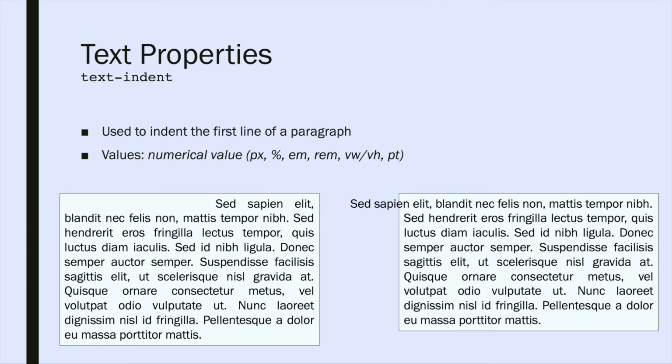Next, you have text indent, which is used to indent the first line of a paragraph. You have numerical values such as px, percent, em, rem, vw or vh, and pt for point. You can have a positive or a negative value for text indent, which is good for indenting text inside something or moving something beyond the indentation space, such as the example on the right. And unless you are very, very good, you better have a reason for having a negative indent.